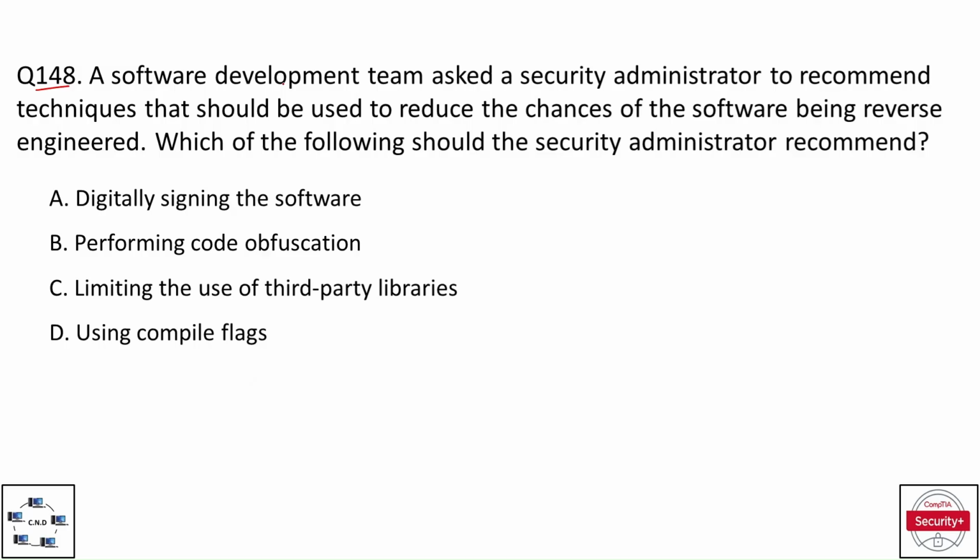Question number 148. A software development team asked a security administrator to recommend techniques that should be used to reduce the chances of the software being reverse engineered. Which of the following should the security administrator recommend? And the options are option A, digitally signing the software, option B, performing code obfuscation, option C, limiting the use of third-party libraries, and option D, using compile flags. And the correct option is option B, performing code obfuscation.